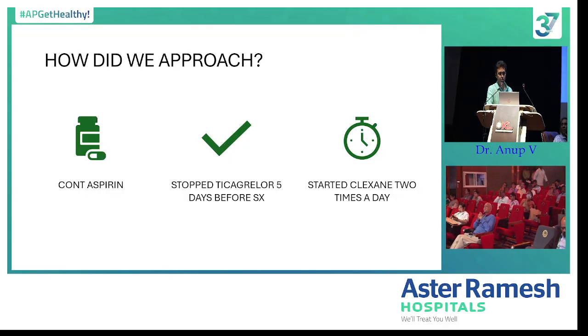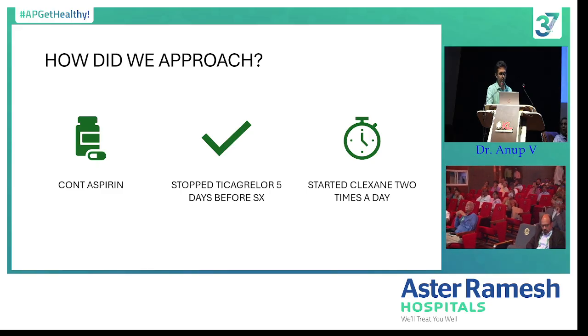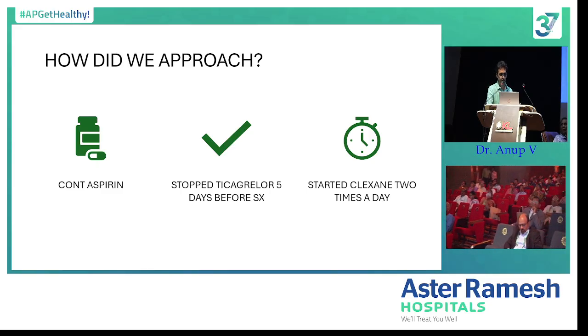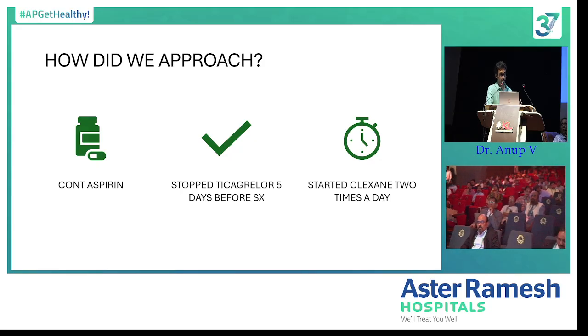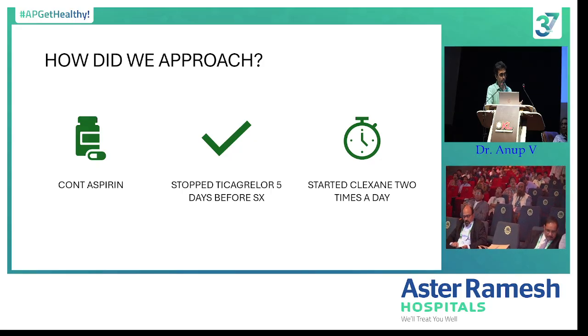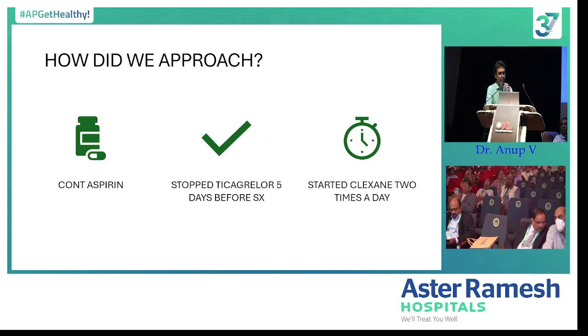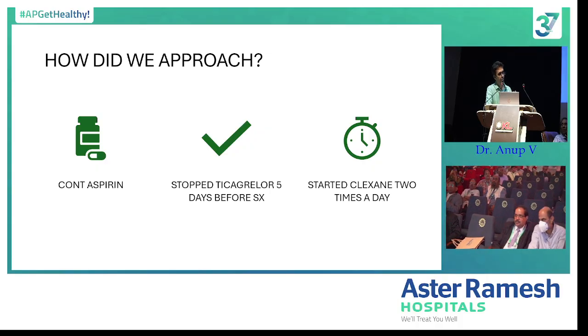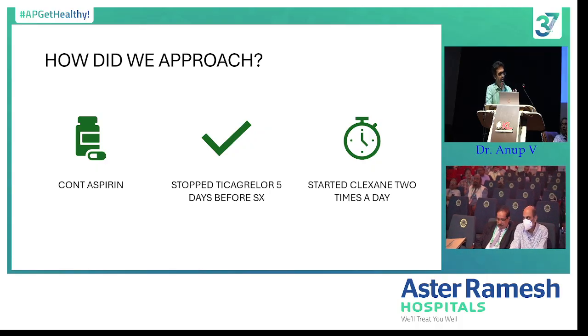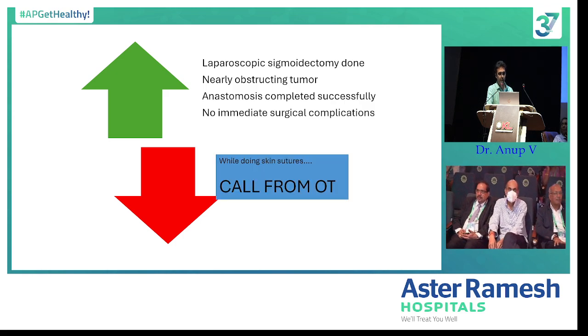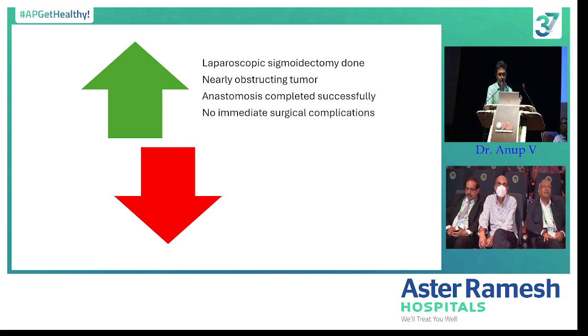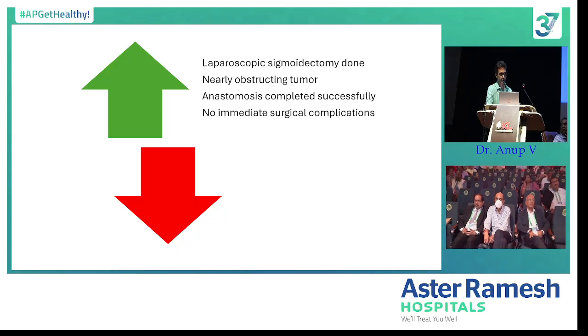So how did we approach this? This was done 1 year back. We continued aspirin, we stopped ticagrelor 5 days back, and we went into the procedure giving low molecular weight heparin 2 times a day, 5 days before surgery. So in fact, we went into the surgery with the weakest antiplatelet activity, can I say. On the day of surgery, a laparoscopic sigmoidectomy was done. It was a nearly obstructing tumor. Anastomosis was completely successful. No immediate surgical complications were there.